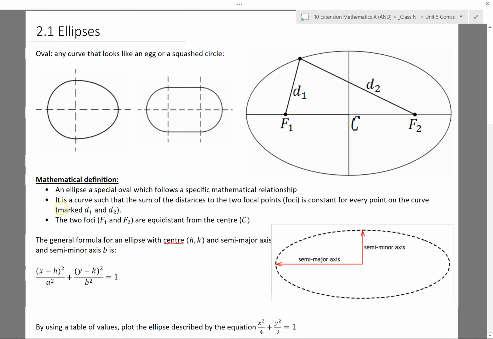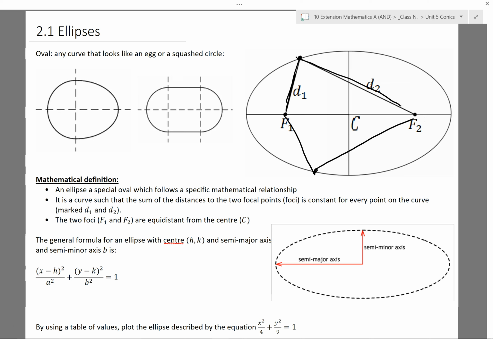Okay, so an ellipse is a curve such that the sum of the distances to the two focal points is constant for every point on the curve. So what that means is if I have a point on the curve here and I measure D1 and D2, I'll get some value. If I do the same thing down here at this point, measure these two points, I'll get the same value. Okay, that's how the construction of the ellipse works.